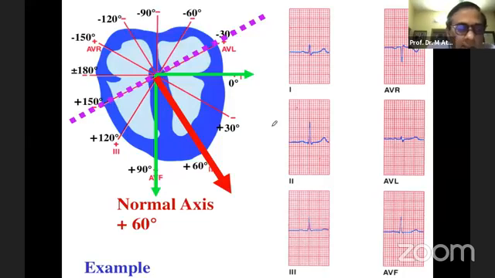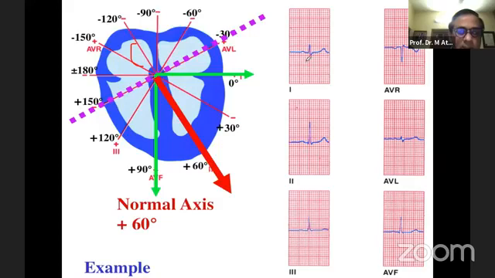And because of this direction, that is the mean resultant direction of the P wave from the atrium, or the resultant direction of the QRS complex from the ventricle, it is the mean frontal axis of the P wave or the QRS, and it is the position of the different leads that determines the shape of the ECG at the different leads.